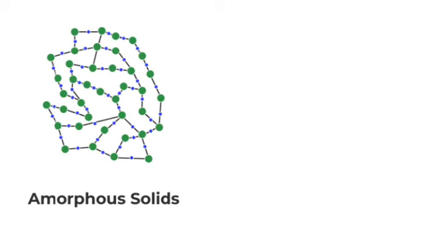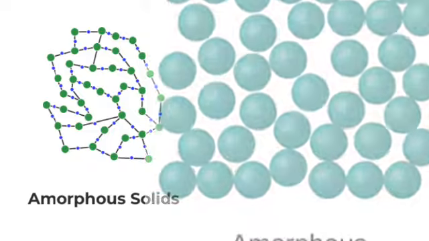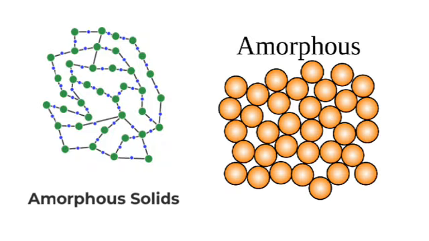Now let's talk about the second type of material, that is amorphous solid. In this kind of material there is no ordering of atoms and the atoms are arranged in a random way, as you can see in the image. This type of material is called amorphous solid or amorphous material.